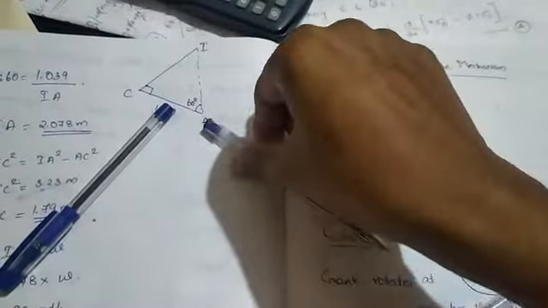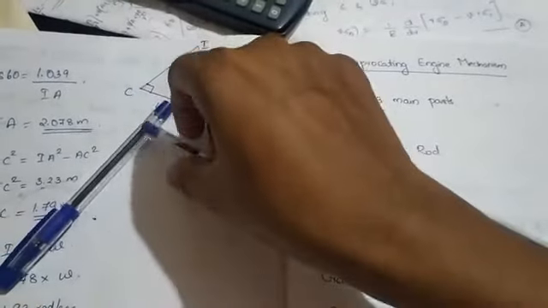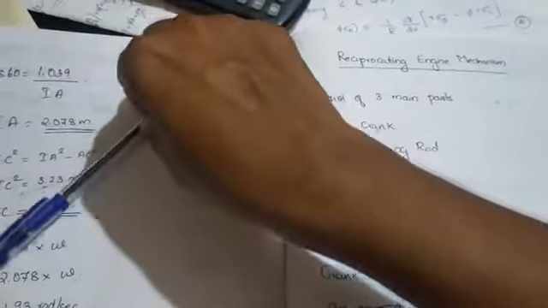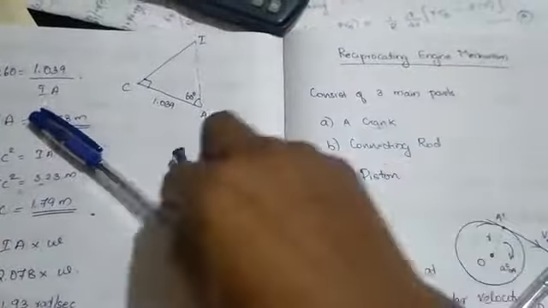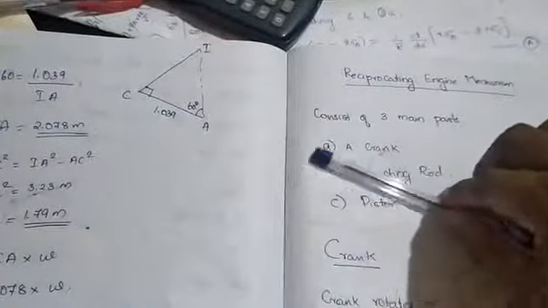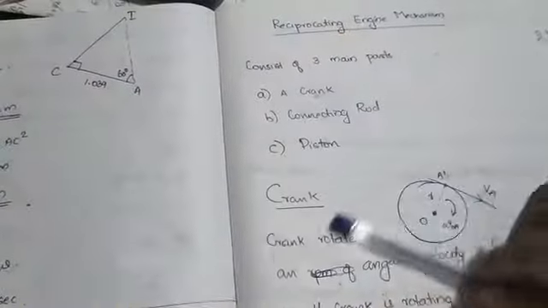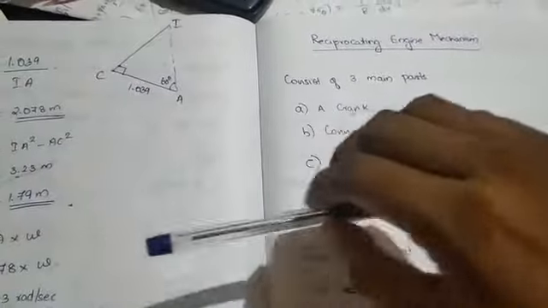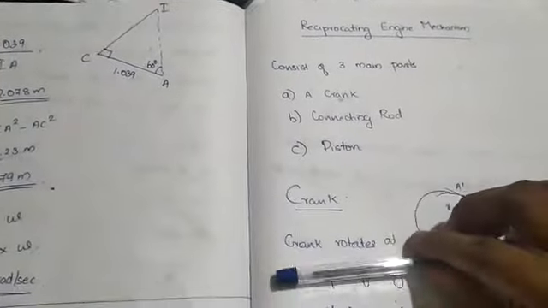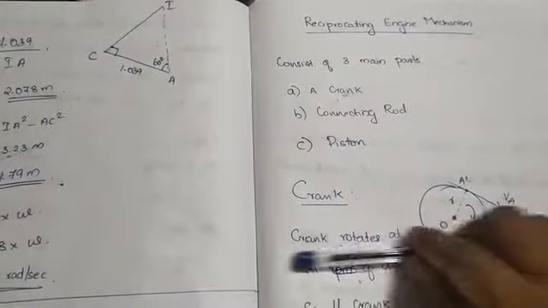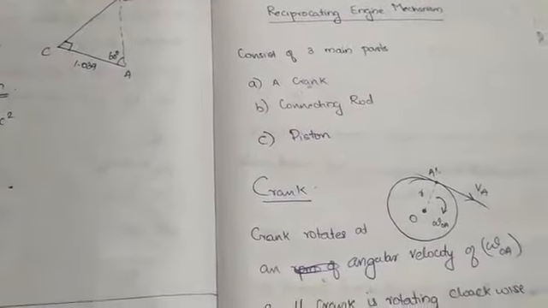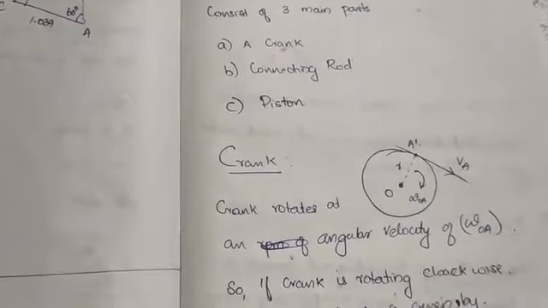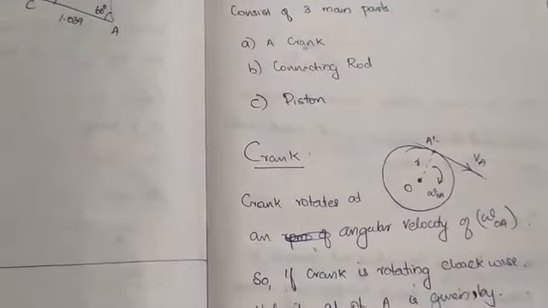This will move like this. This one is the connecting rod. This will move like this. If the crank is rotating clockwise, the connecting rod will move like this, and the connecting rod makes the piston move to and fro. To understand this concept I will give you some video lectures and animations also.